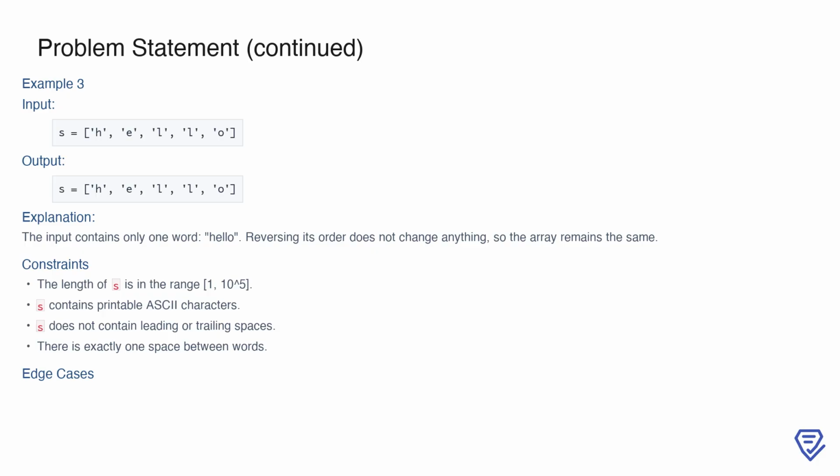Moving on to the problem constraints, the length of the array S can range from 1 to 100,000 characters. The array consists of printable ASCII characters, does not have leading or trailing spaces, and maintains exactly one space between words. These constraints help focus the problem, ensuring we only deal with valid, well-formed sentences.